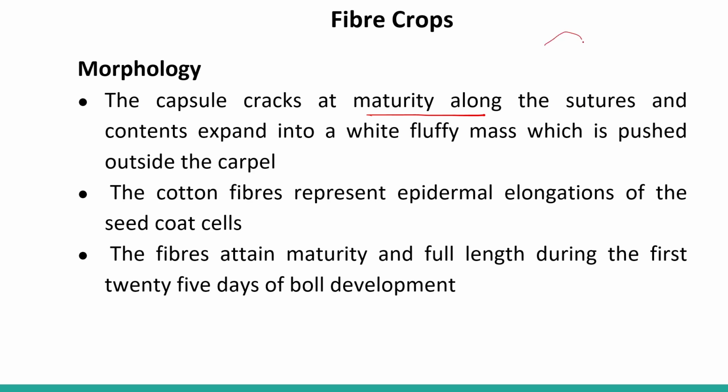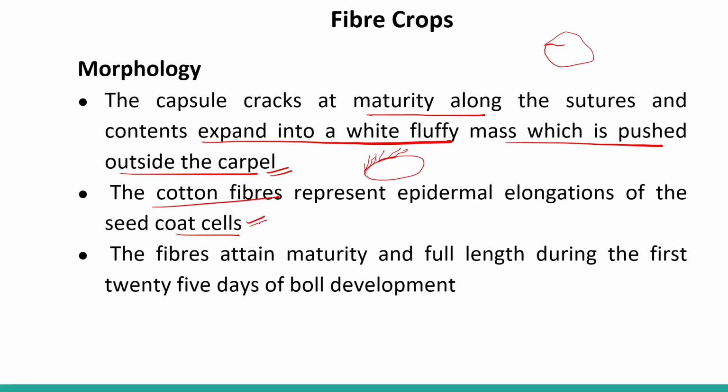Sutures means they have a demarcation, and the contents expand into a white fluffy mass which is pushed outside the carpel. The cotton fiber represents the epidermal elongations of the seed coat. So the seed coat has an epidermal surface, and the fibers are the extended part of this epidermal elongation. Right? When the epidermis elongates in the form of fibers, that is called cotton fibers, and they are present on the seed coat.